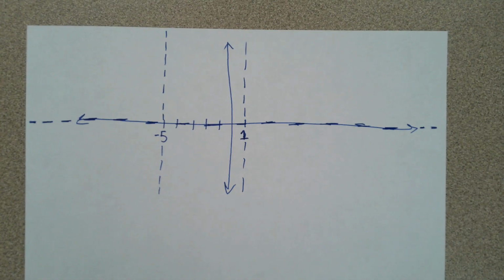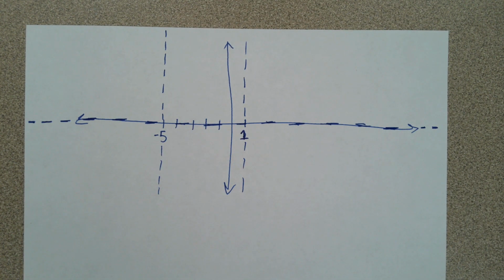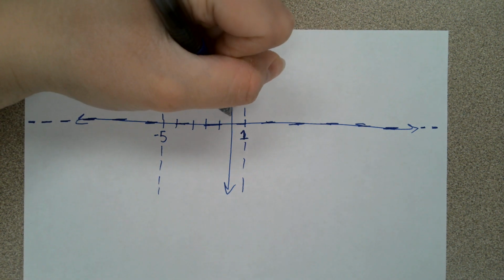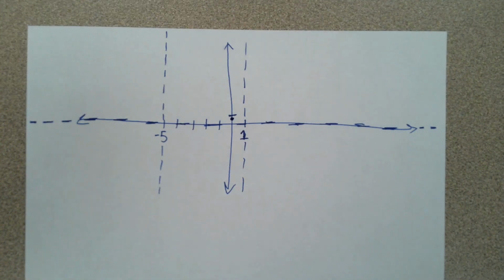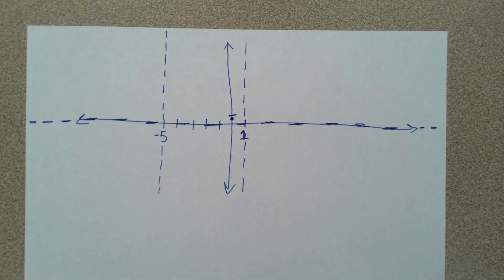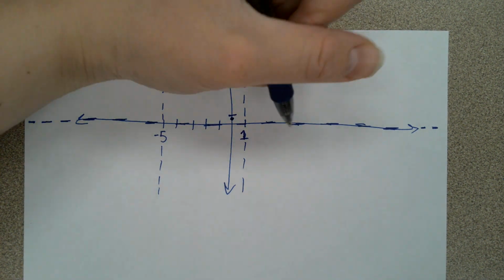Okay, so here are our asymptotes. Now let's graph our points. We had a y-intercept that was at (0, 0.8). So it's just below 1. And then we actually had an x-intercept as well at (4, 0).